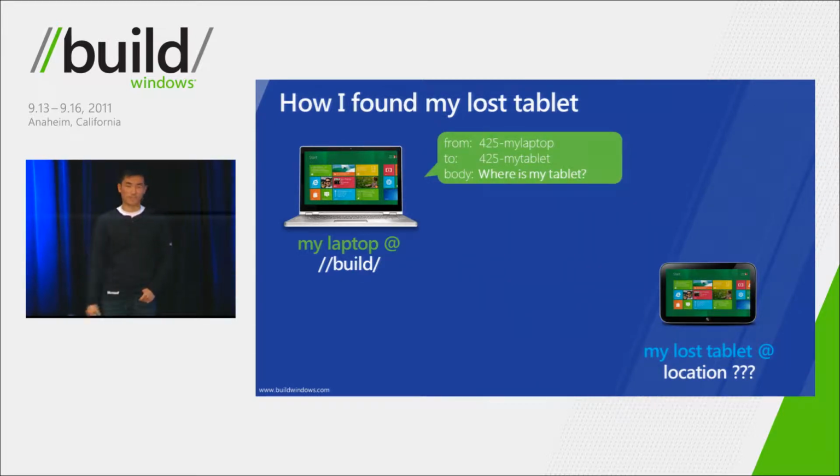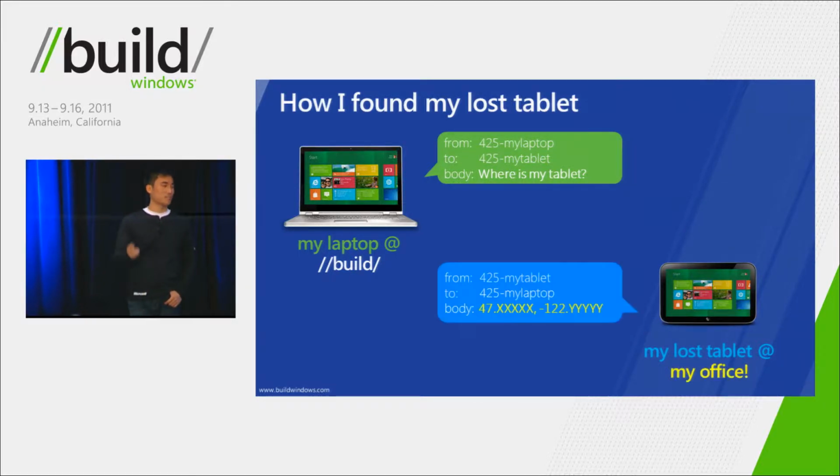All right, so I sent a text message to my lost PC. In the message, I had some special keywords. In this case, it says, "Where's my tablet?" And my lost tablet, which had the application running, was listening for this special message. And when it gets the "Where's my tablet" message, it sends back its location. So this is just an example of how you can use devices in your Metro-style app to create new possibilities. This is not functionality built into Windows. It's just a demo app that we put together.